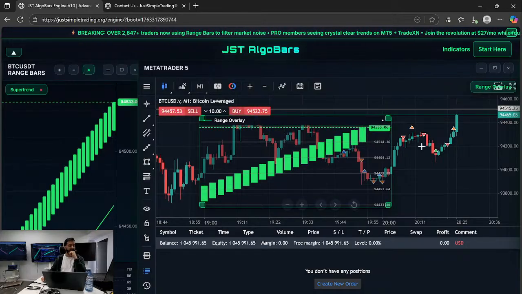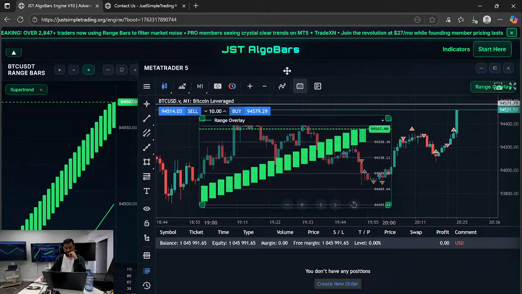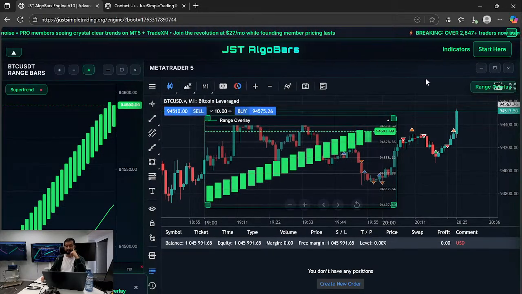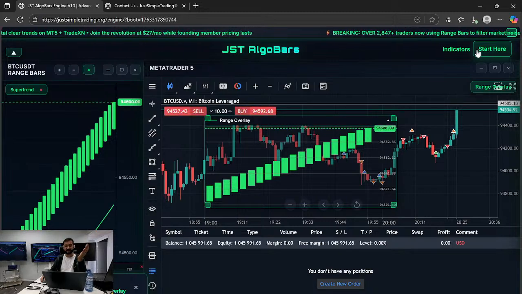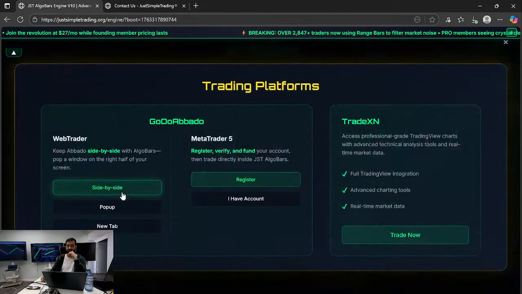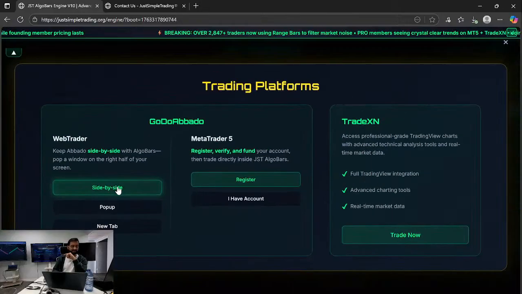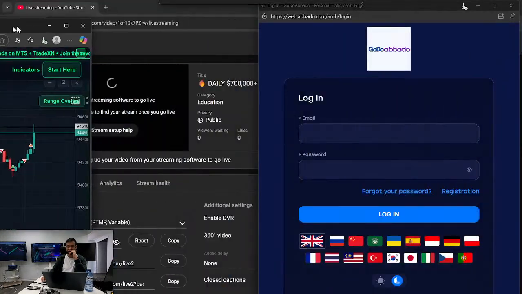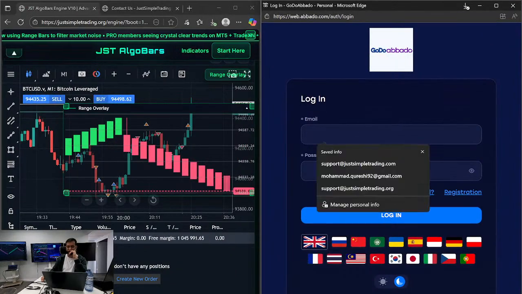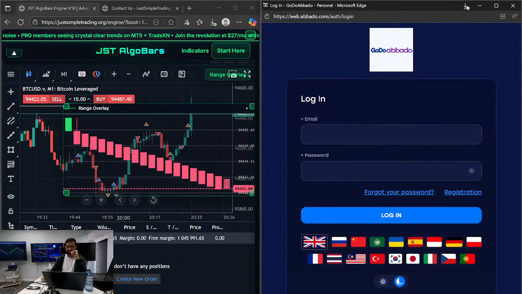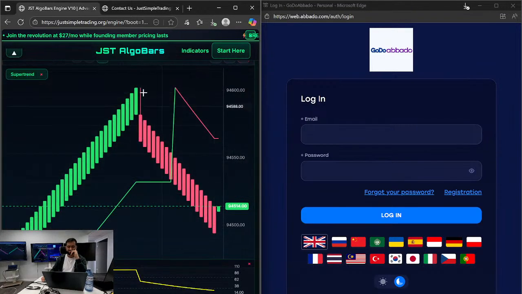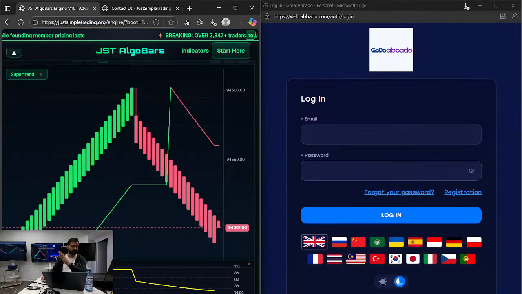Gabriel is saying, I'm using Obotto now. How to change to MT5? So you can just open MT5 with Obotto on the side. If you click start here, click platforms, and then for Obotto web trader, just click side by side. Okay, when you click side by side, boom, there you go. And what happens is now you can have your Obotto logged in right here. You can have your range bars running here on the side, like this. So you can have your range bars, and then you can also have your trading platform right there.